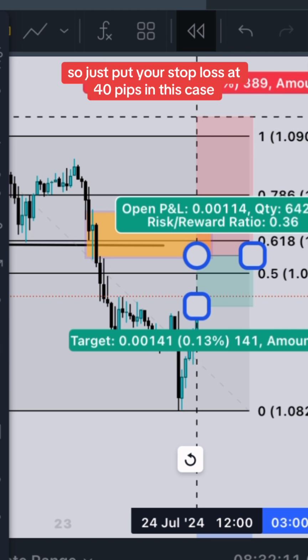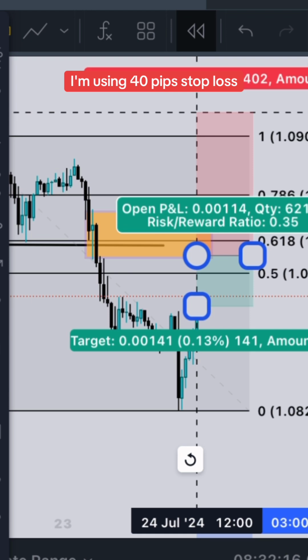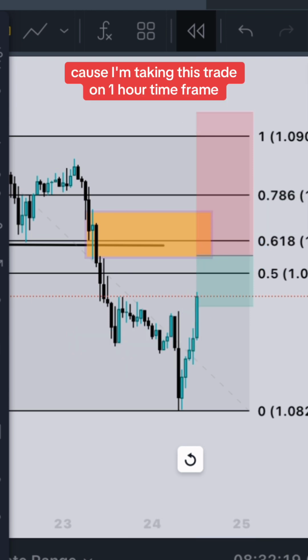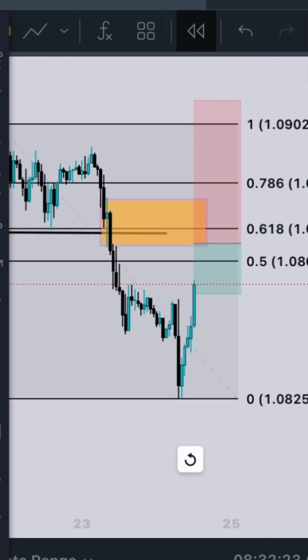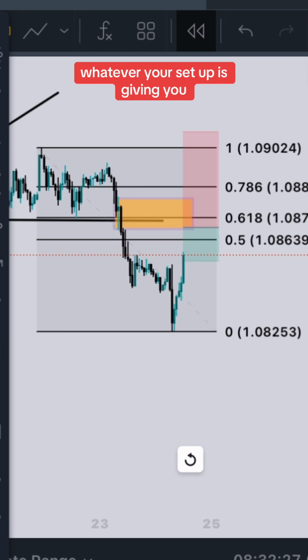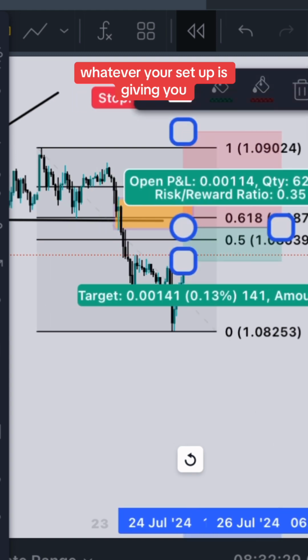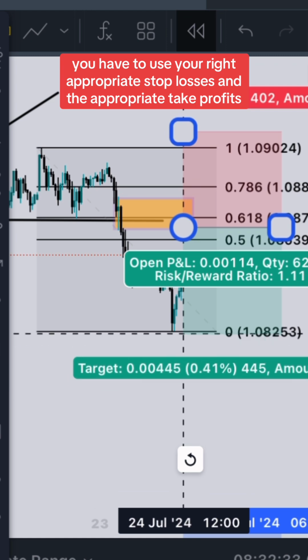So just put your stop loss at 40 pips. In this case, I'm using a 40 pip stop loss because I'm taking this trade on the daily, on the 1 hour time frame. So you have to respect whatever your setup is giving you. You have to use the appropriate stop loss and the appropriate take profit.